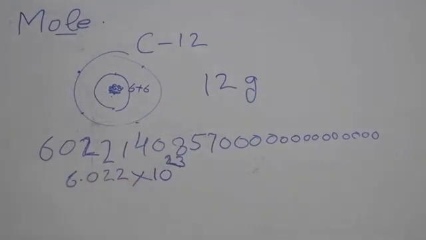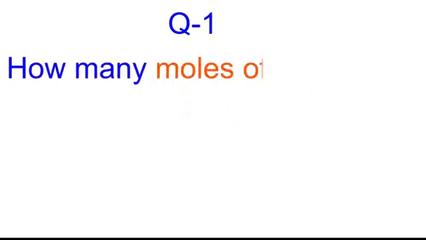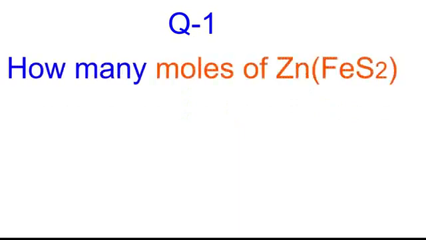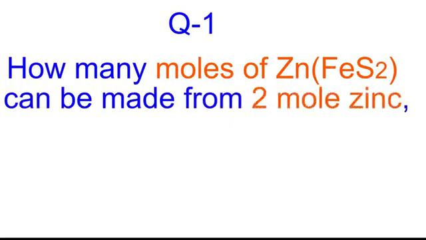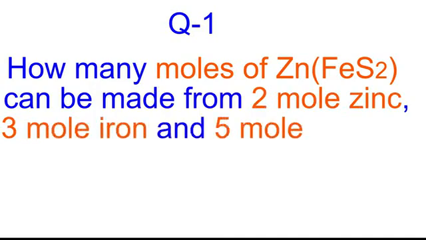Again this is approximation. Now here is your homework for this lecture. You have to find out how many moles of ZnFeS2 can be made from 2 moles of zinc, 3 moles of iron and 5 moles of sulfur. You have to find that out.